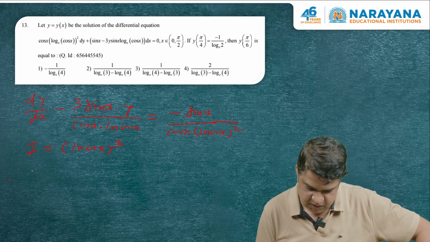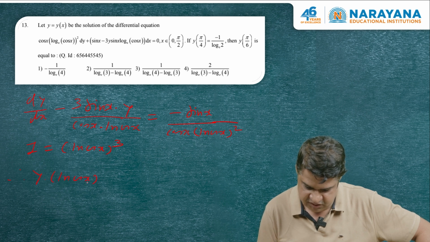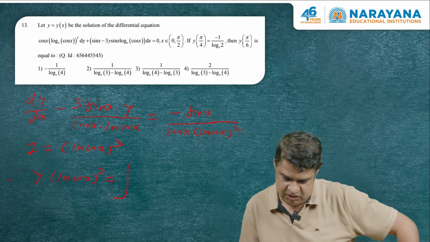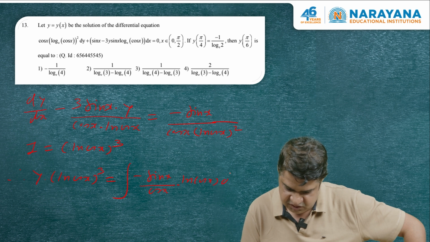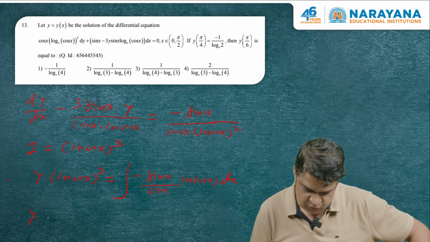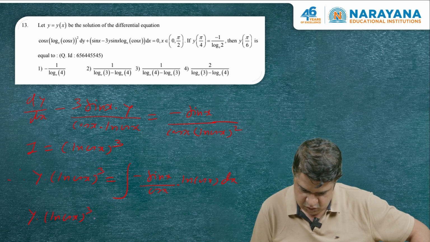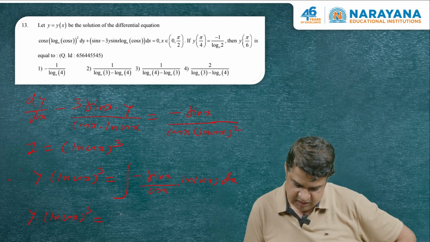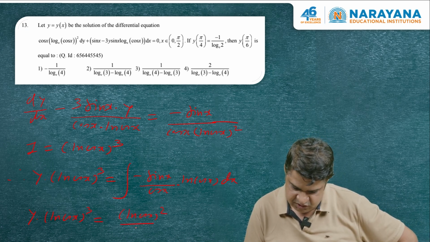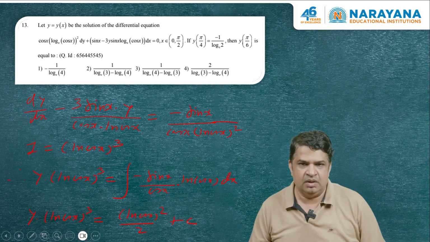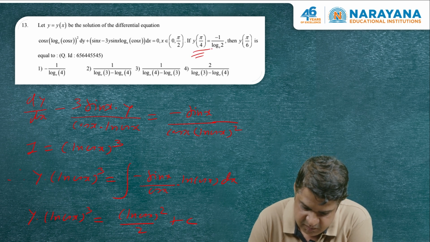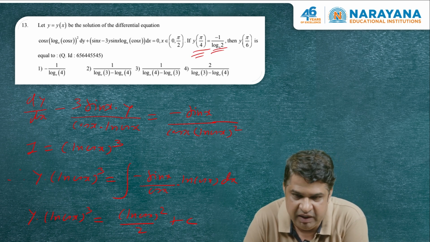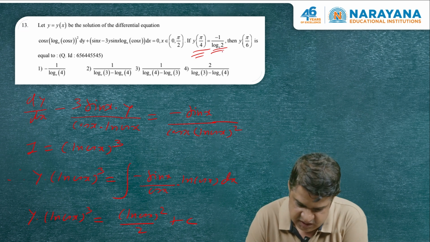So our solution becomes y times (ln cos x) cubed equals the integration of minus sin x by cos x times ln cos x dx. It comes out y times (ln cos x) cubed equals (ln cos x) squared by 2 plus c. Now, we know that when x is pi by 4, the y value is -1 by ln 2. So put this condition here.